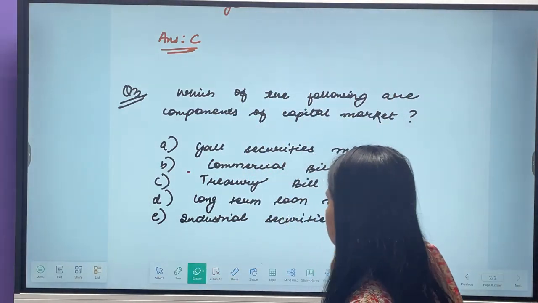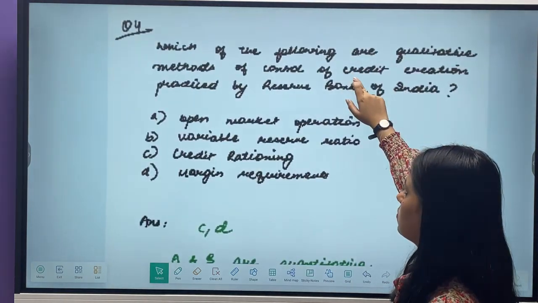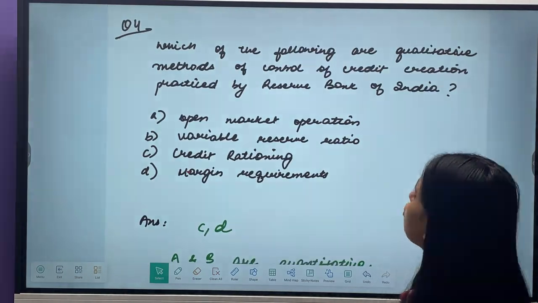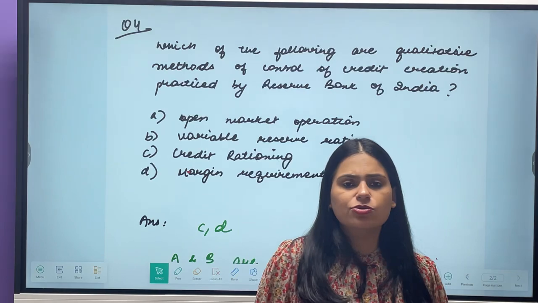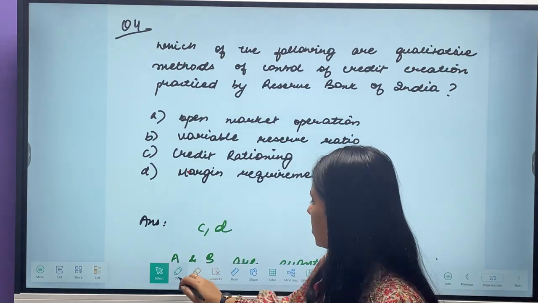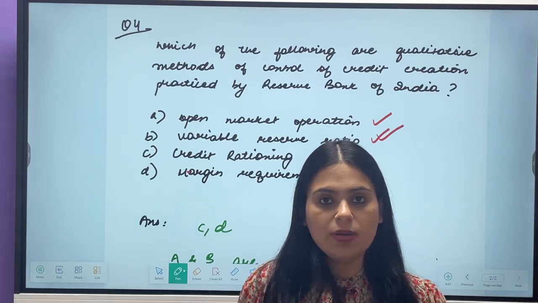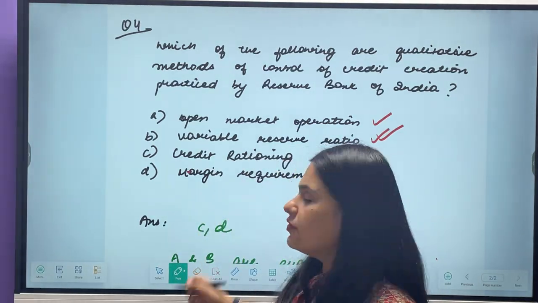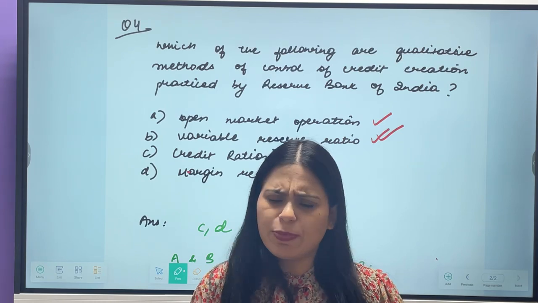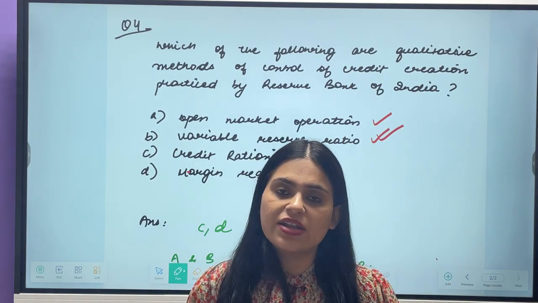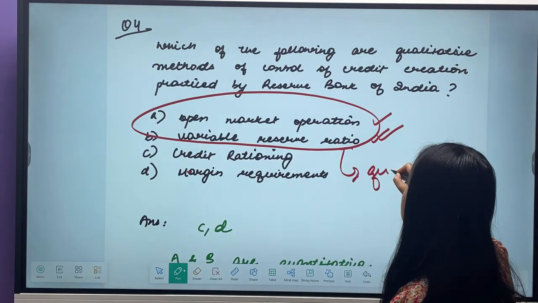Okay beta, come to the next question. Which of the following are qualitative methods of control of credit creation practiced by RBI? Very simple question. We know clearly that open market operation and variable reserve ratio. Beta, what is open market operation? Purchase and sale of securities. What is reserve ratio? SLR, CRR. Keep repo rate and reverse repo rate separate; when we fluctuate SLR or CRR, that's the reserve ratio. These two are quantitative measures.